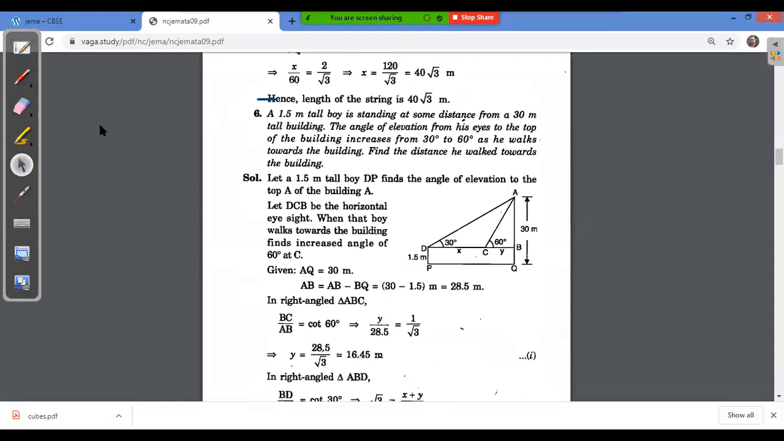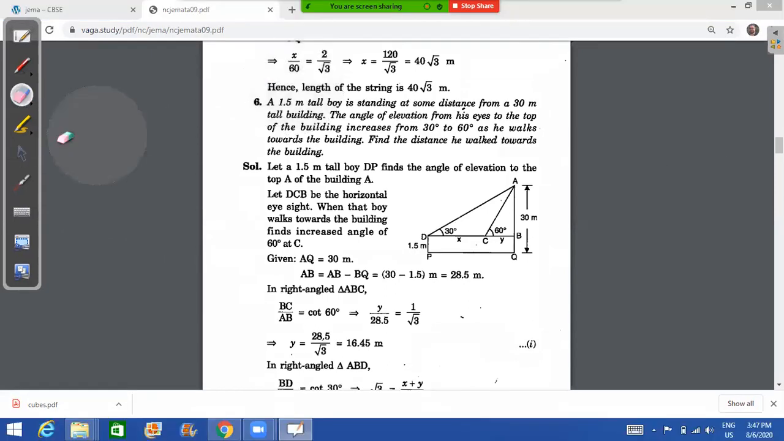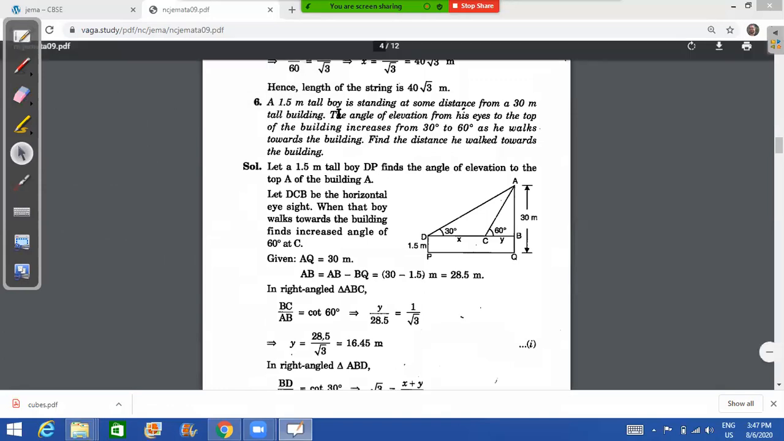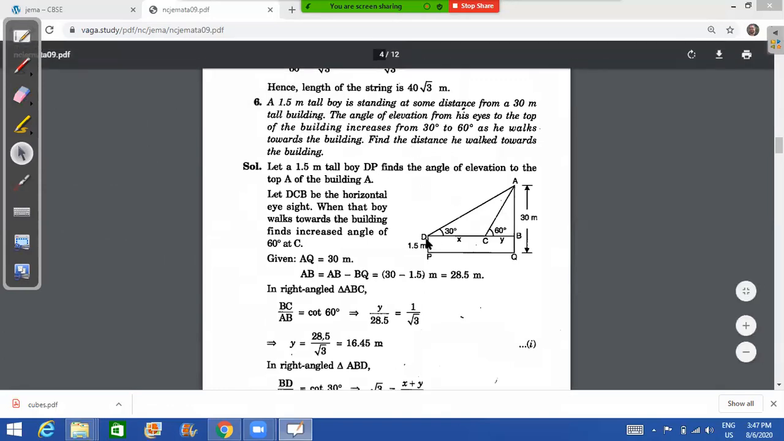Okay, that's 5 over. Now question number 6. What is question number 6? A 1.5 meter tall boy. Okay, this boy is 1.5 meter tall. He's standing at a distance of 30 meters from a building, and he's looking at the building. Initially, that angle of elevation was 30, and as he moves towards the building, it is 60.